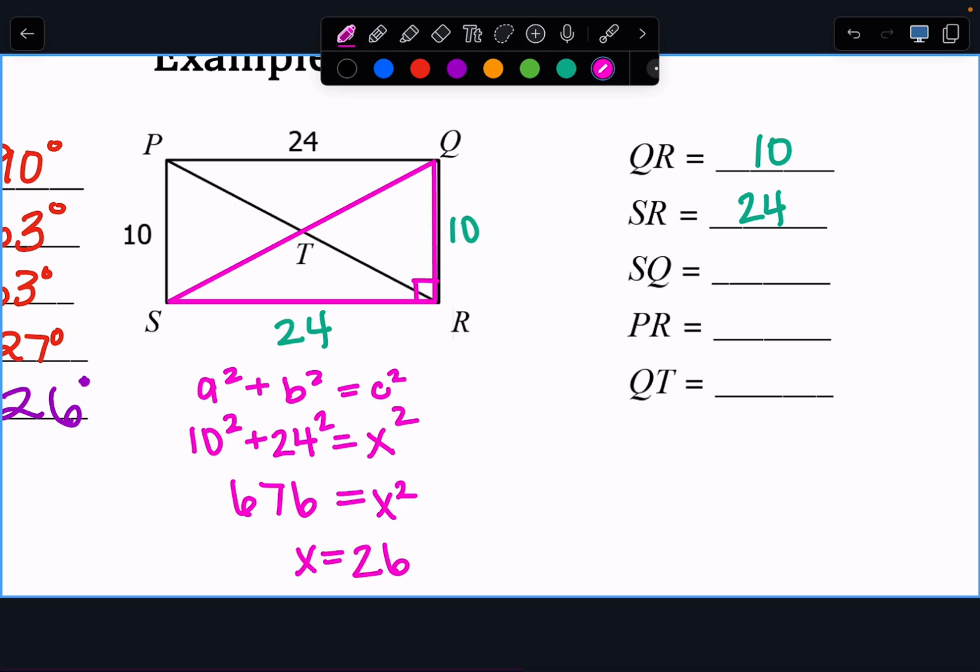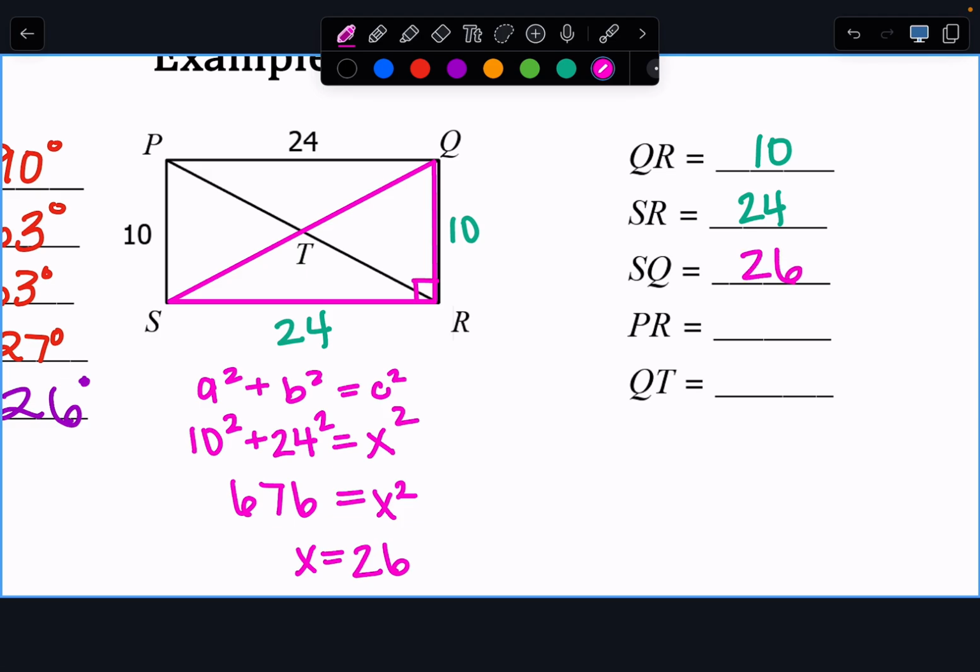Oh, it is a square root. So then we have to do the square root of 676. Hey, we're like a little out of control here. 10, 24, and 26 are what we call a Pythagorean triple because it's 3 integers that satisfy the Pythagorean theorem. Fun fact. So SQ is 26.